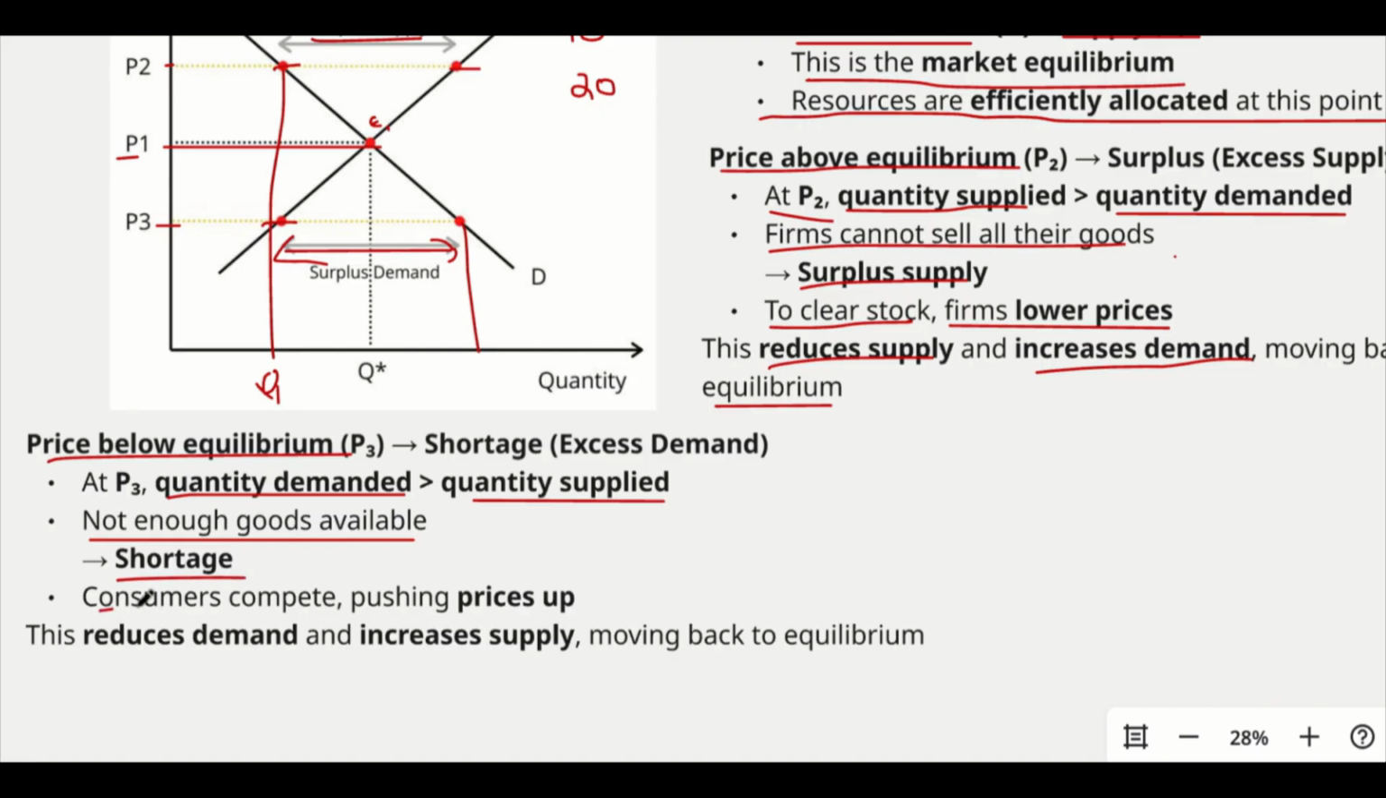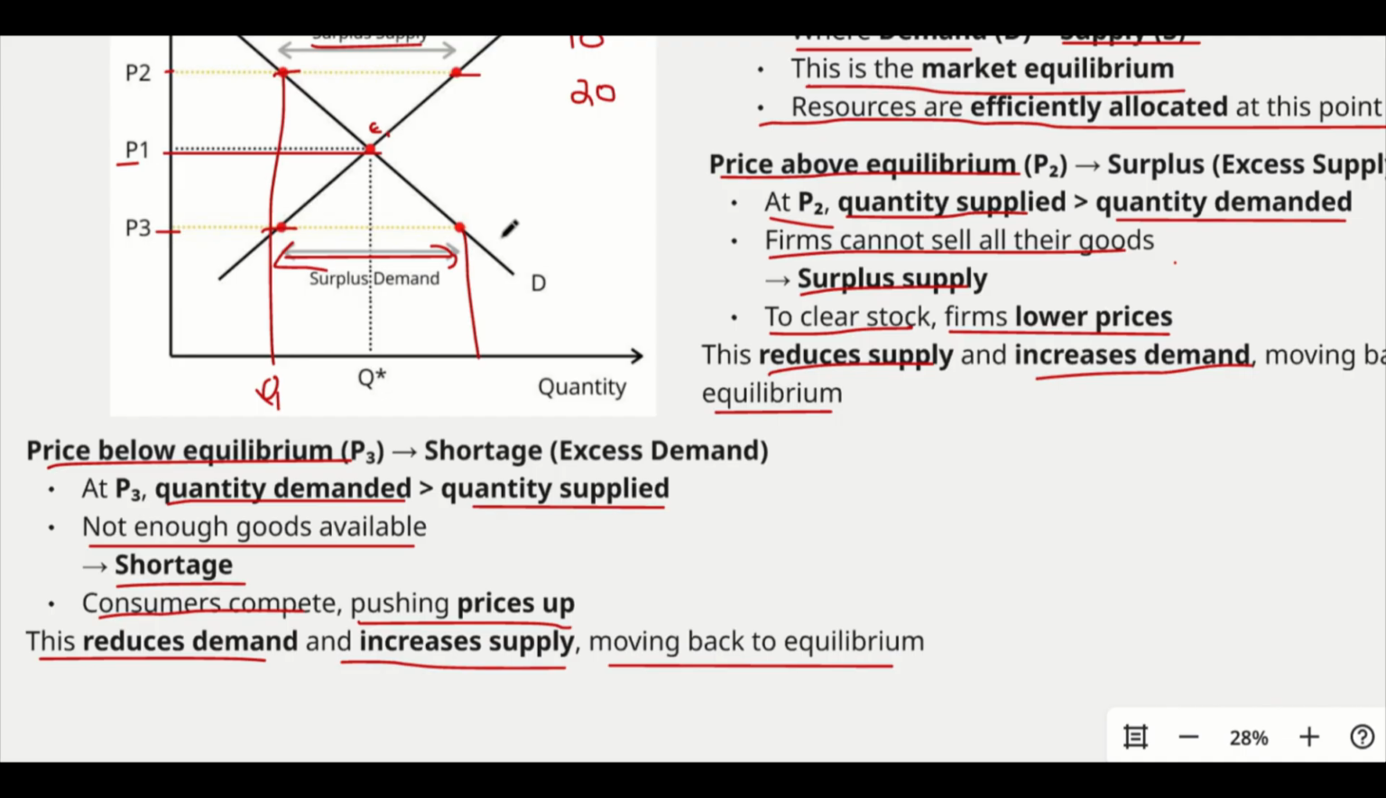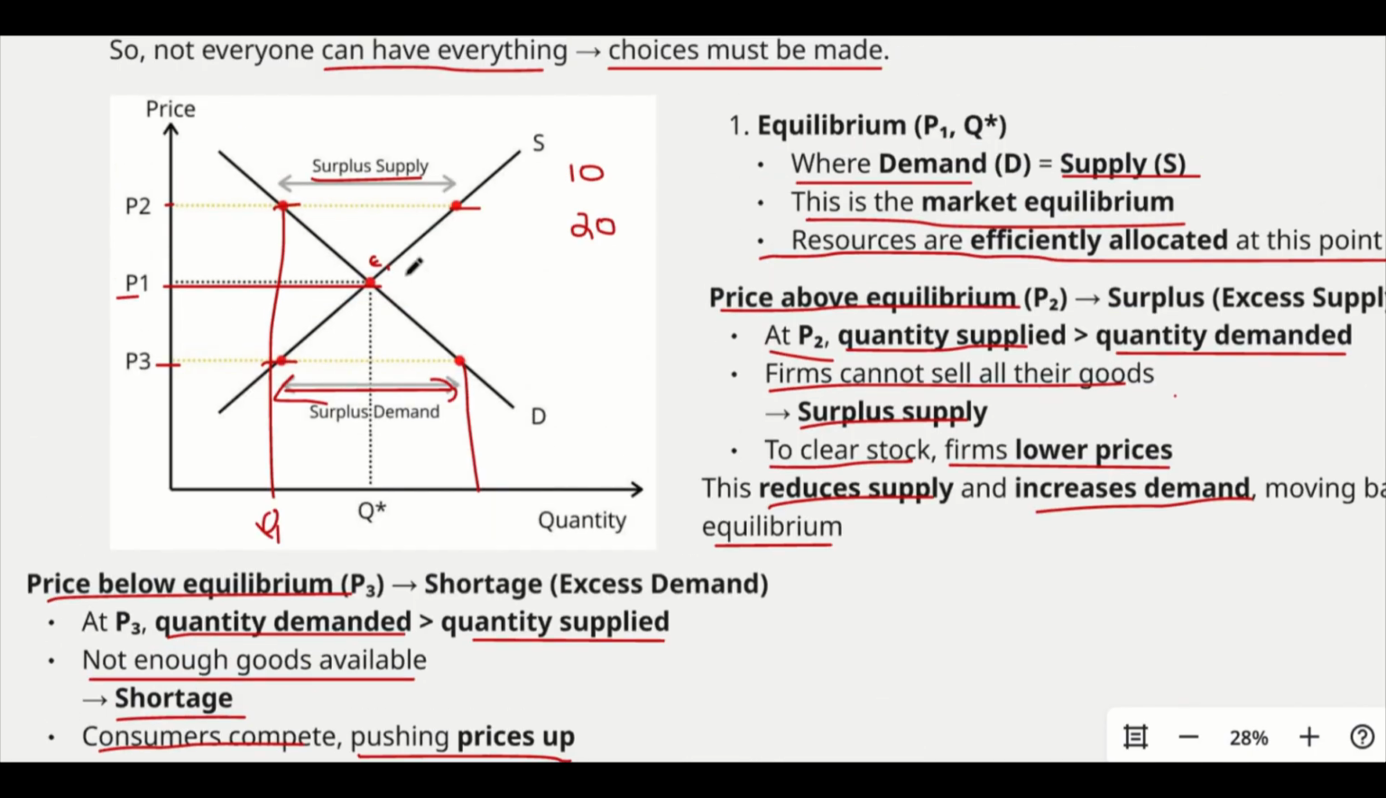As a result, consumers will compete, right? And they will be pushing the prices up. They will be willing to offer more just to get the product. This reduces the demand and increases supply, moving back to the equilibrium. So basically, what is happening there? The market will always try to get back to the equilibrium in the normal case. So when the supply gets equal to the demand, the market will be at equilibrium, and the price at that time is the equilibrium price, and the quantity demanded at that time will be the equilibrium quantity, right?